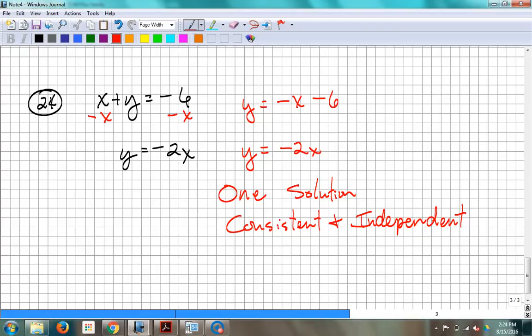25. Got to get them in slope-intercept form to decide. 26, you got to get them in slope-intercept form to decide. 27, get them in slope-intercept form, decide. 28, get them in slope-intercept form, decide. If there's one you want me to work, let me know. If there's one you're like, okay, I'm not sure about that one, let's work that one together. So pick me one out, and we'll work it.